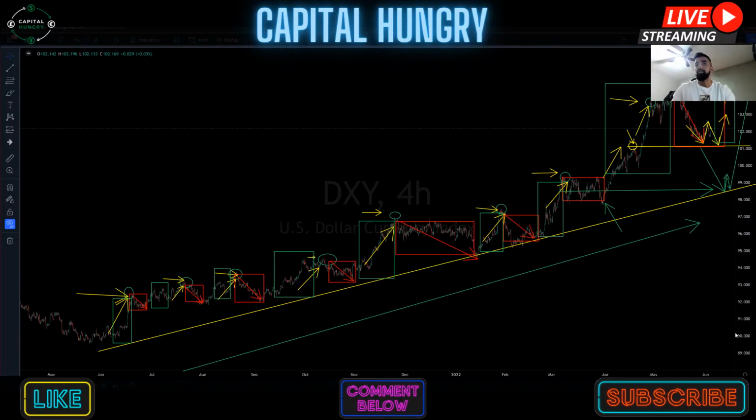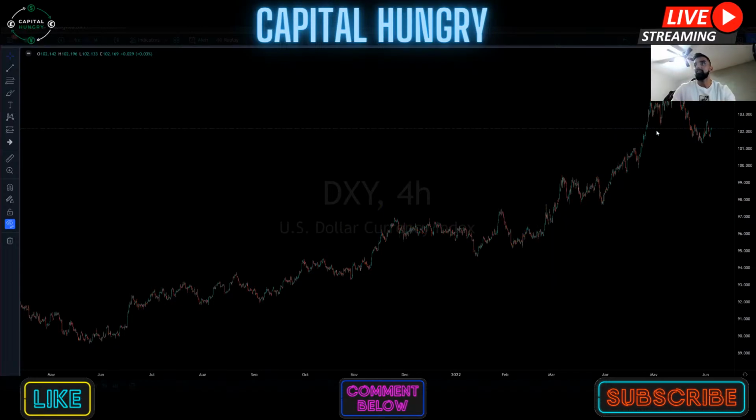Whenever the dollar is in a corrective phase, these corrective phases being pullbacks or consolidation zones, we can't be looking to play dollar buys. We have to adapt accordingly. And you can see that correlation active.